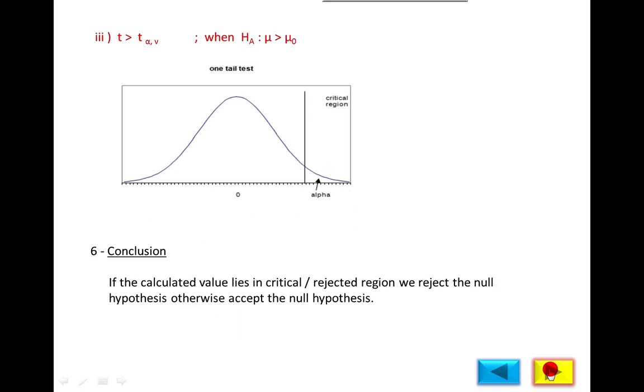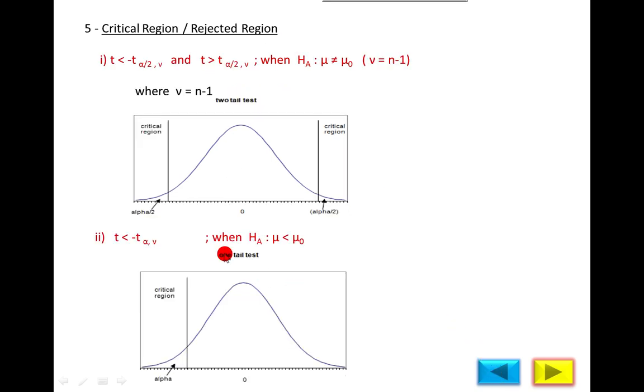Third option, this notation may be more than, the value will be positive. We will write the positive value on the right hand side and check whether the calculated value is greater than the table value; if so, it lies in the rejected region or critical region. So this notation represents the area of the critical region. If the t value is less than the table value instead, it lies in this area and we will accept the null hypothesis. So this is called a one tail test, and this is called a two tail test.